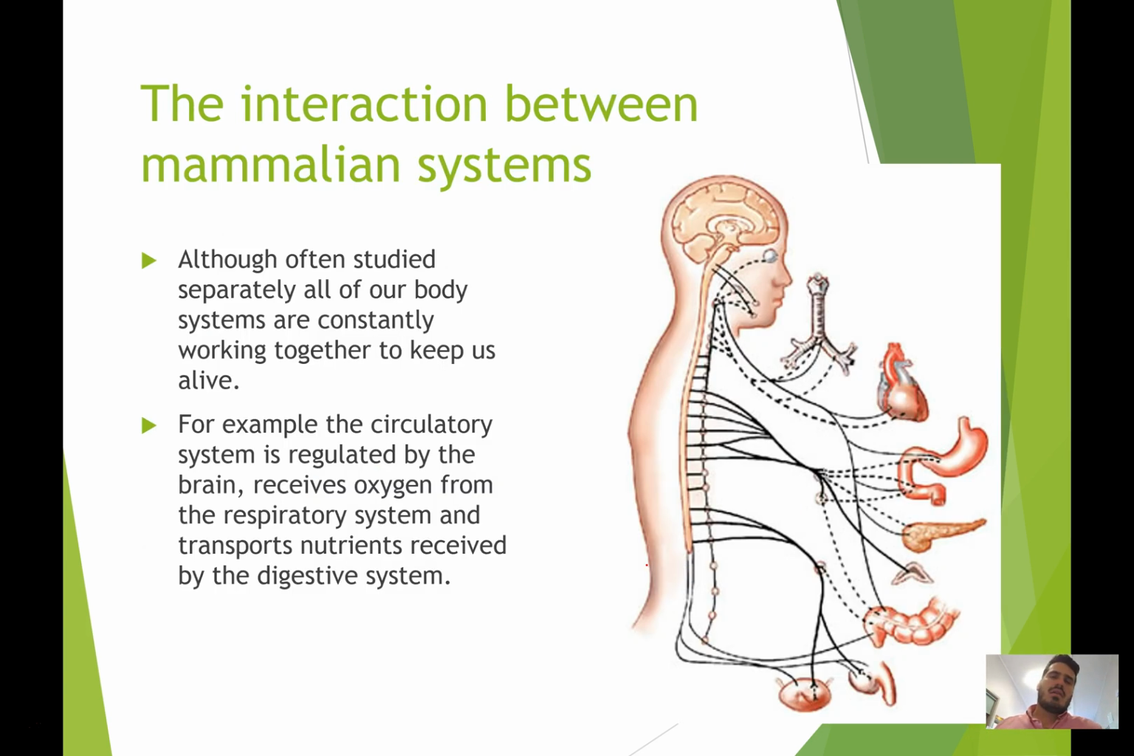All right, so these mammalian systems, it's really important to know that they don't act by themselves. So although we often study them by themselves, we'll study the skeletal system in PA, or we'll study the muscular system in PA, they work really closely together, okay? For example, the circulatory system is actually regulated by the brain, okay? And the circulatory system receives oxygen through the respiratory system and transports nutrients received by the digestive system. Okay, so it's a constant interaction of these systems that's vital to our survival.